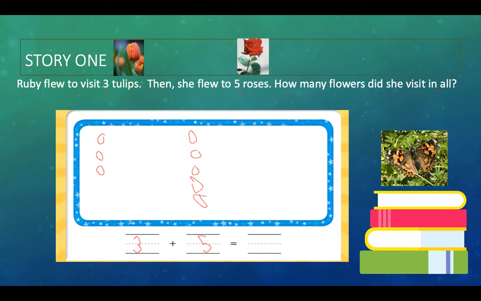Okay. So we have 3 and we have 5. We want to know in all, the total, the sum amount of the flowers. So let's count together. I'm going to make a little mark just to make sure I don't miss any.